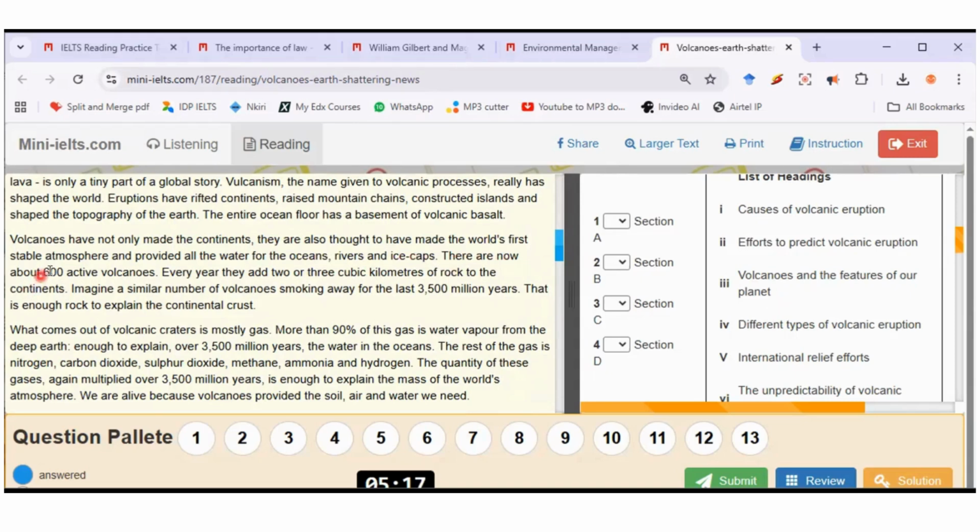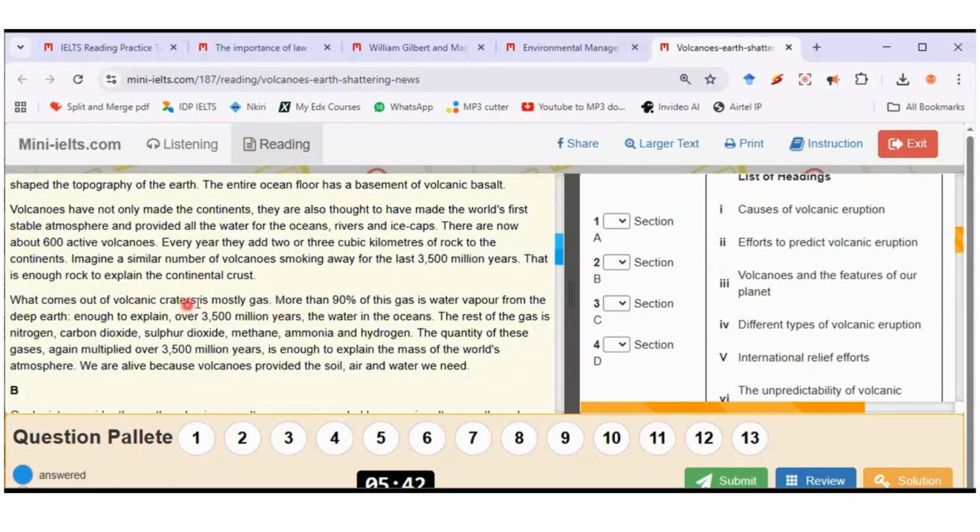There are now about 600 active volcanoes. Every year, they add 2 or 3 cubic kilometers of rock to the continent. Imagine a similar number of volcanoes smoking away for the last 3,500 million years. That is enough rock to expand the continental crust. What comes out of volcanic crystal is mostly gas. More than 90% of this gas is water vapor from the deep earth, enough to explain over 35 million years the water in the oceans.